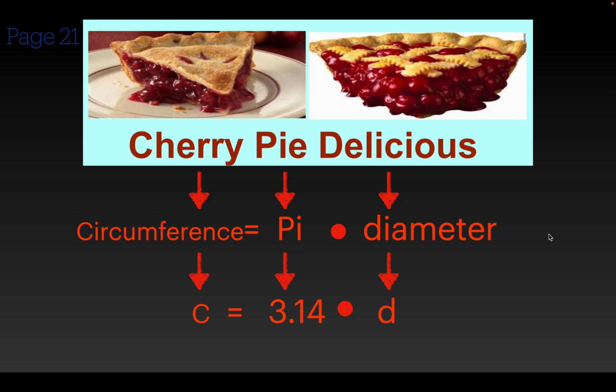Typically we use 3.14 for pi, but you have to pay attention to the question because sometimes the question tells you to leave it in the form of pi. And the way you will see this equation written is C equals pi times diameter. Go ahead and write this down on page 21. You can go ahead and pause the video so you can finish writing it if you have not written it yet.